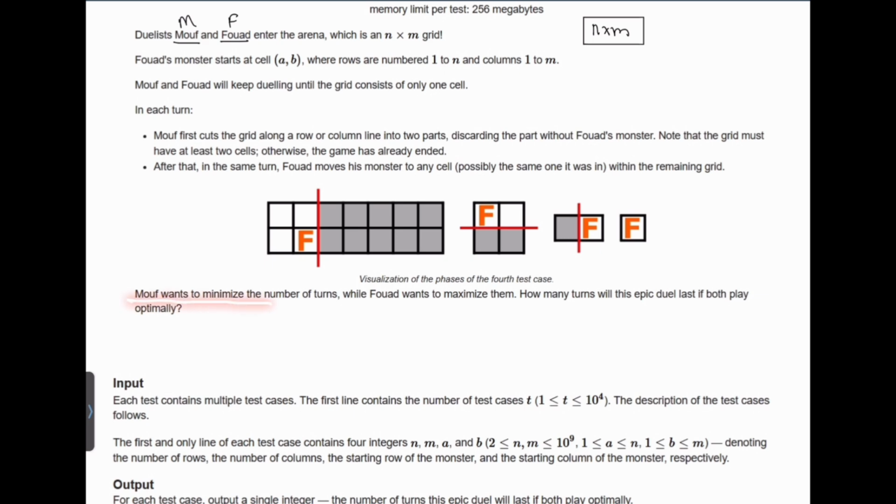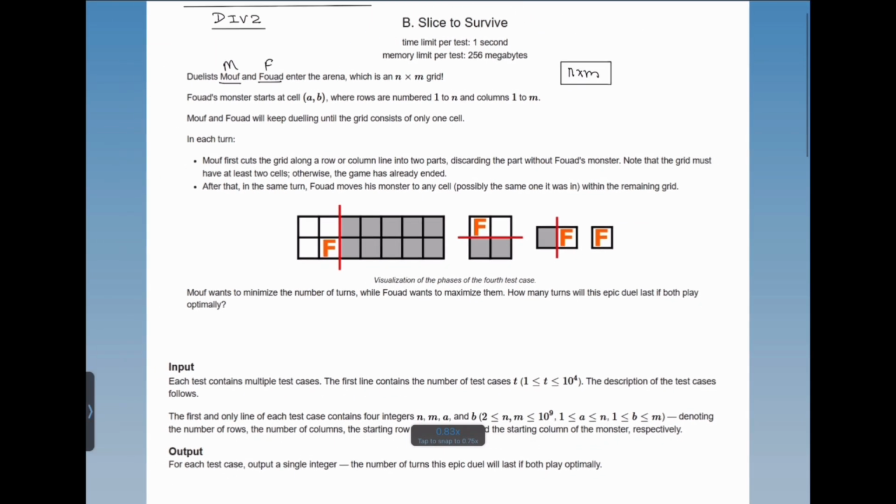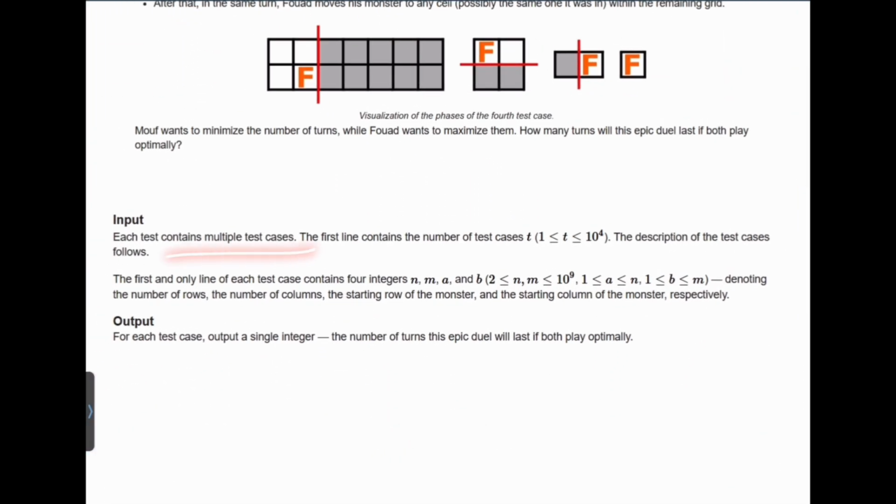M wants to minimize the number of turns while F wants to maximize them. How many turns will this epic duel last if both play optimally? So we have to tell how long it will last. What is the total number of moves required? And this is my input format, which says that each test consists of multiple test cases, and every line will consist of 4 integers: n, m, a, b. So remember, it's an n by m grid. And a, b represent the starting row and the starting column of the monster. So initially the monster is at (a, b).